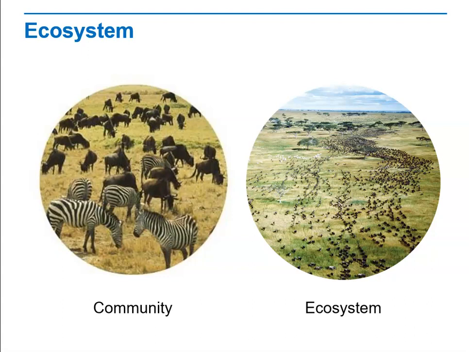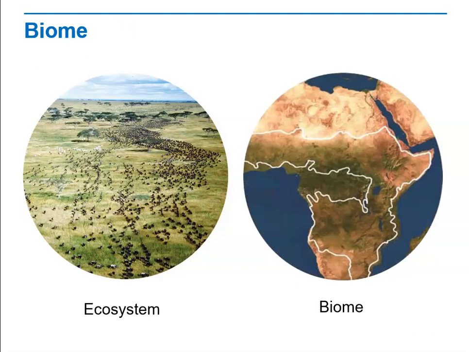So think about the ecosystem that we live in. What makes up that ecosystem? What are the living and non-living things here? Now, what's bigger than an ecosystem? A biome is bigger than an ecosystem. So a biome is a group of ecosystems that share similar climates and typical organisms.